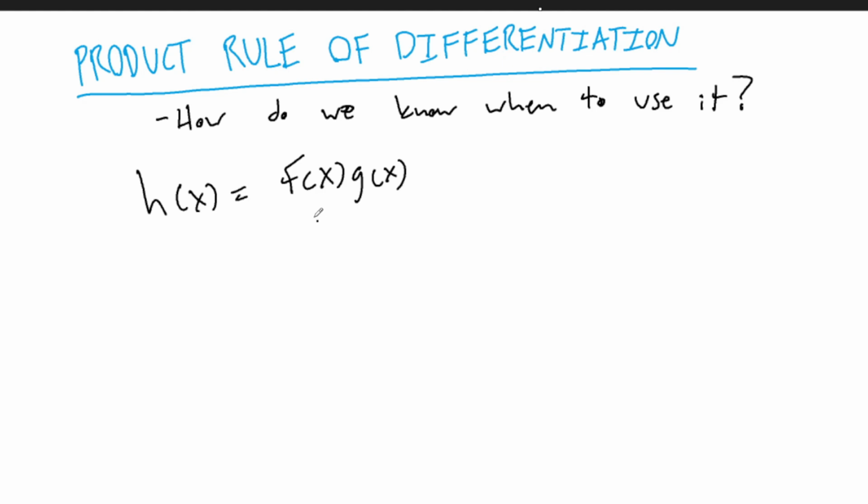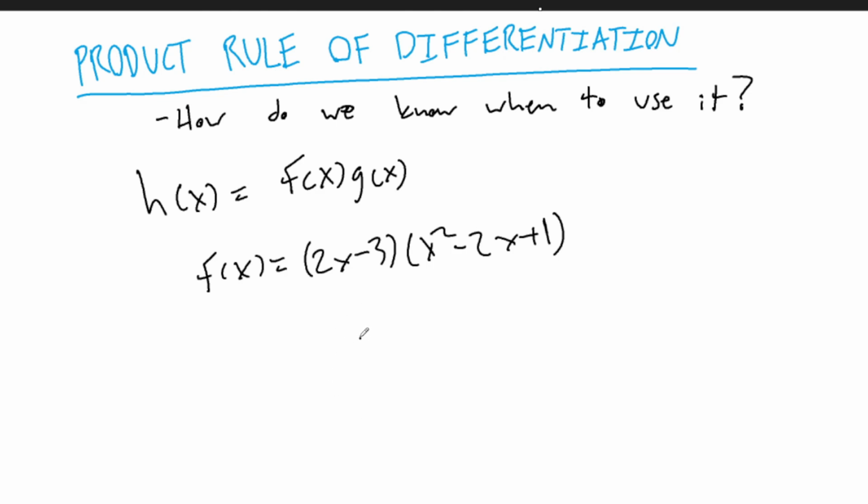What that might look like is f of x equals, let's say, 2x minus 3 times x squared minus 2x plus 1. Or if it looks something like f of x equals sine x times 2 cosine x.